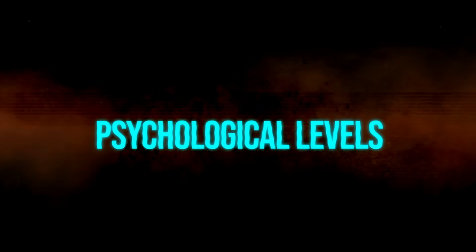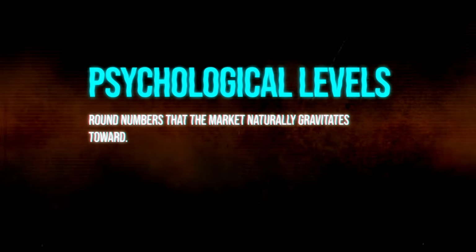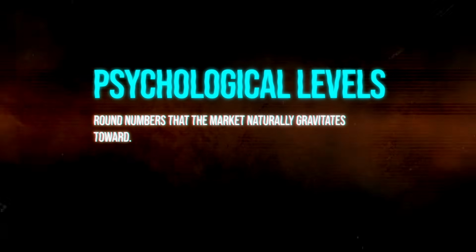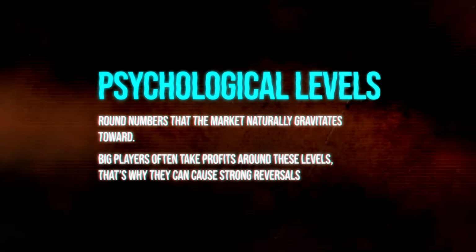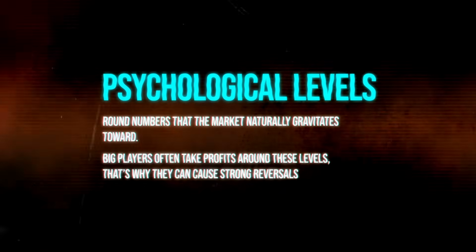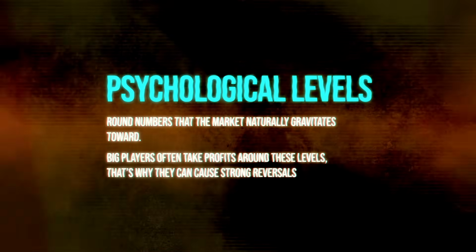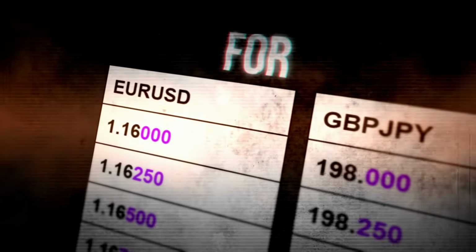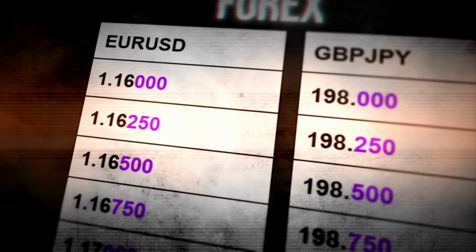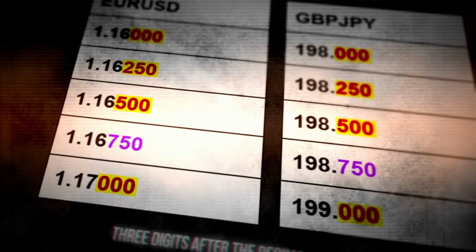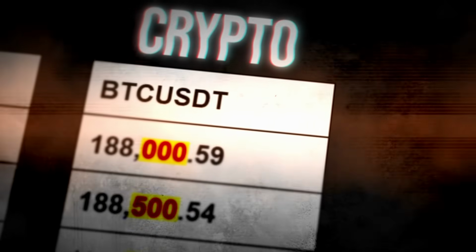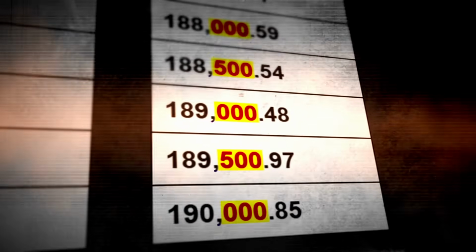So instead of relying on classic support and resistance, I focus on something cleaner, less subjective, and more consistent. They are the psychological levels. Psychological levels are simply round numbers that the market naturally gravitates towards. Big players, the institutions, often take profit around these levels, and that is why they can cause strong reversals. On a forex chart, it's the last three digits after the decimal, that is 000, 250, 500, and 750. For crypto like Bitcoin, it's the last three digits before the decimal.